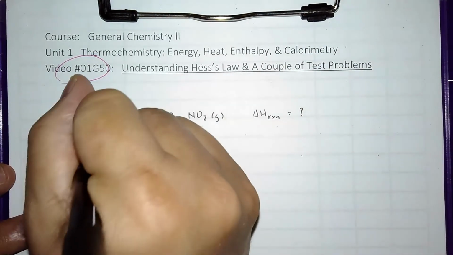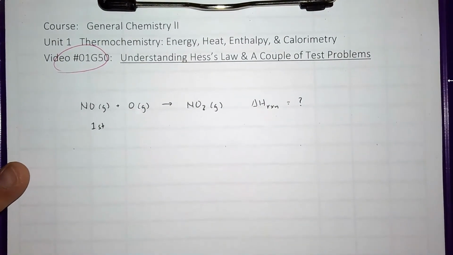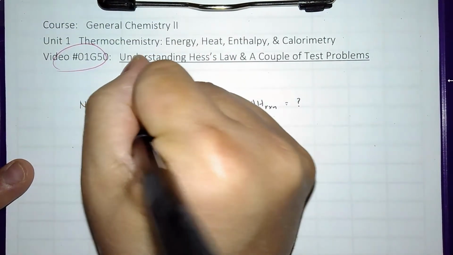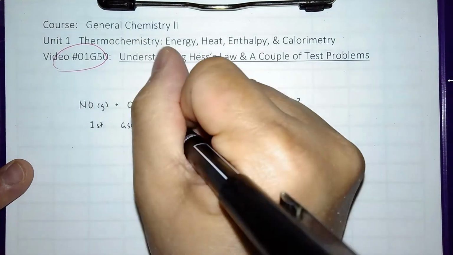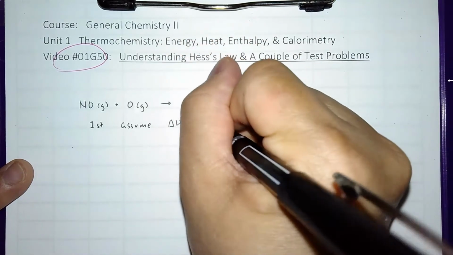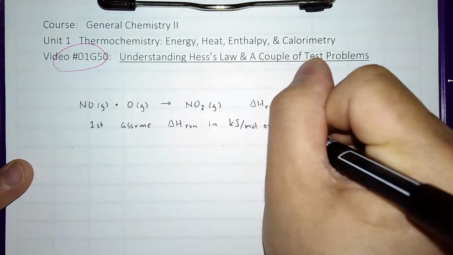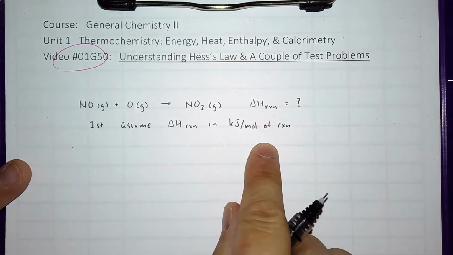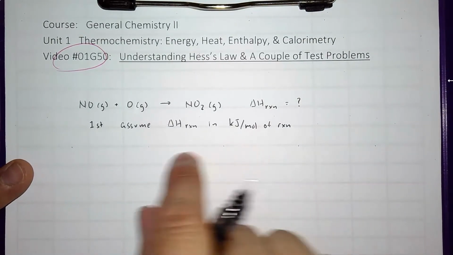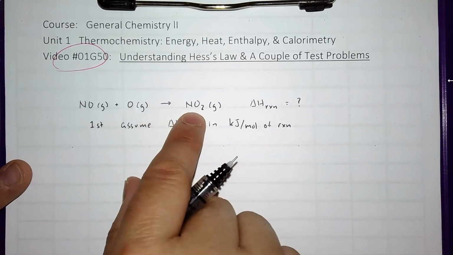Number one, we should assume that delta H is in kilojoules per mole of reaction, unless otherwise told. So the important part is that it is per mole of the reaction. You could always adjust it to be per mole of some reagent, but all of the reagents here have a coefficient of 1, same with the product.